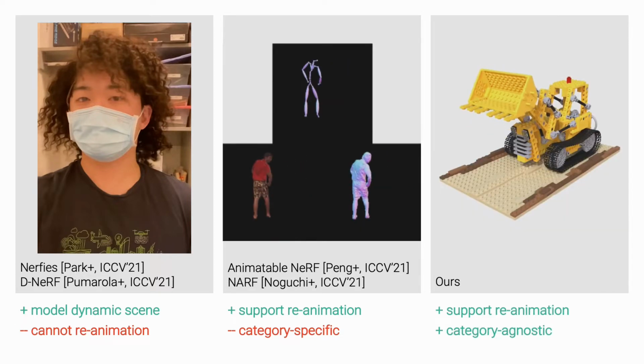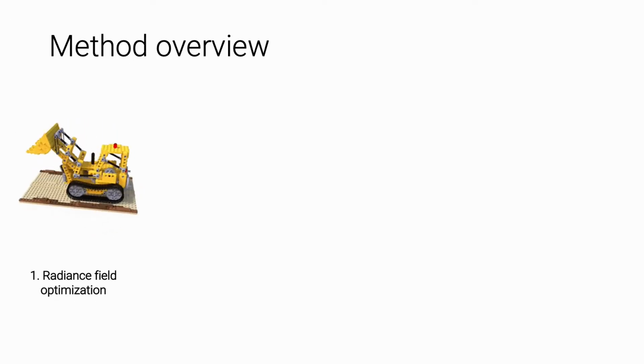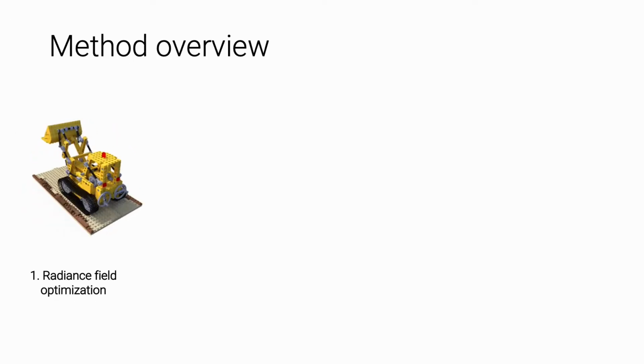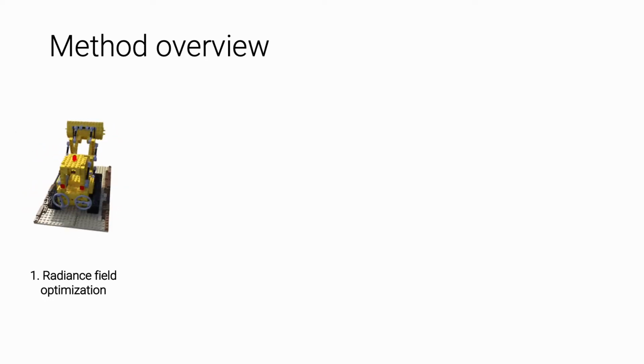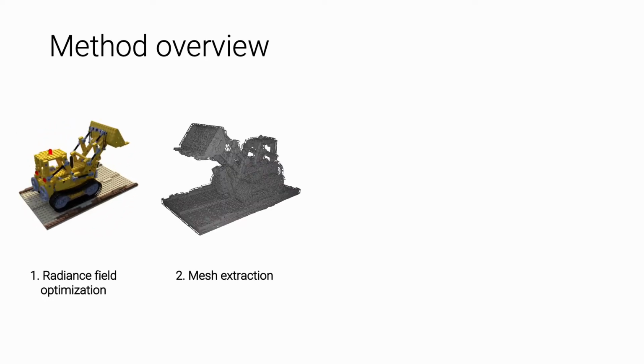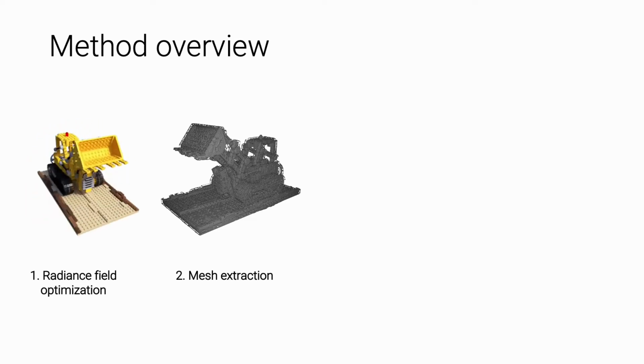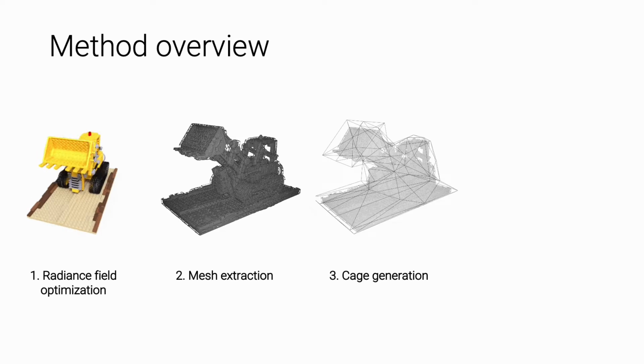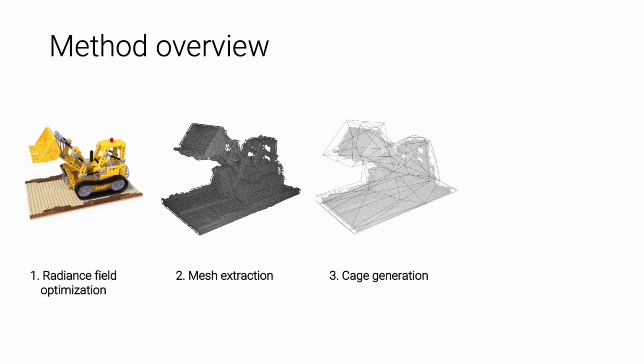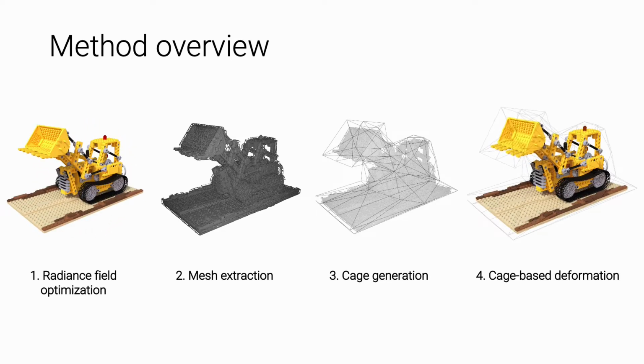In this work, we propose a new algorithm to enable the deformation or animation of radiance fields, which can be used for arbitrary object categories. Here is a high-level overview of our method. Unlike the previous methods which use dynamic scenes as input, our method uses a static scene as input. After radiance field optimization, we extract the mesh using Marching Cubes algorithm. And then, we generate a coarse mesh called cage that encloses the scene. Finally, using this cage as an interface, our method can achieve the deformation of the radiance field by controlling the cage vertices.